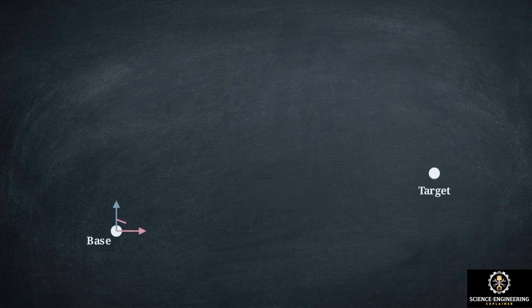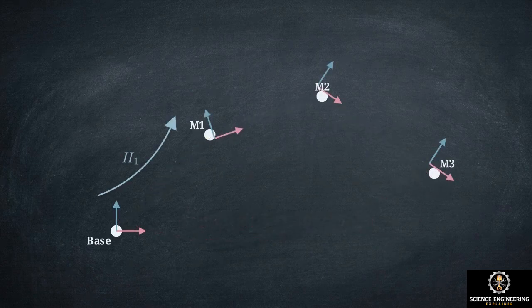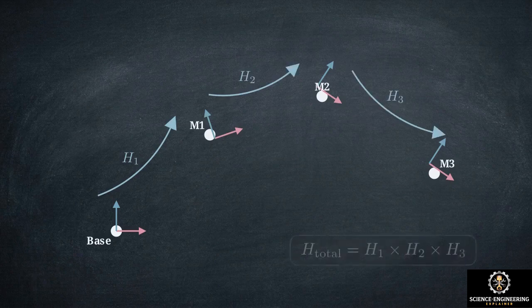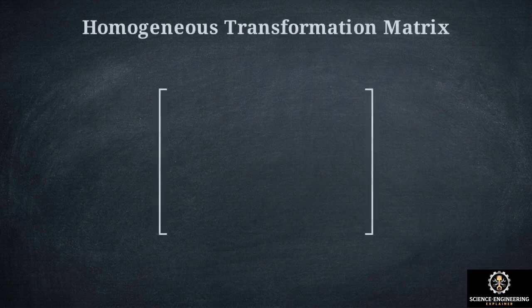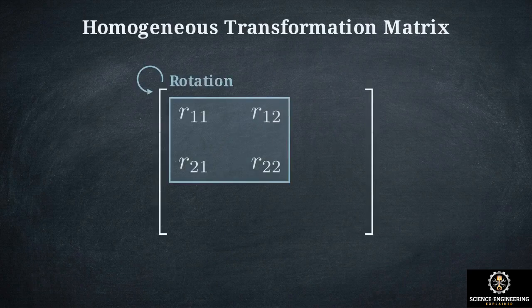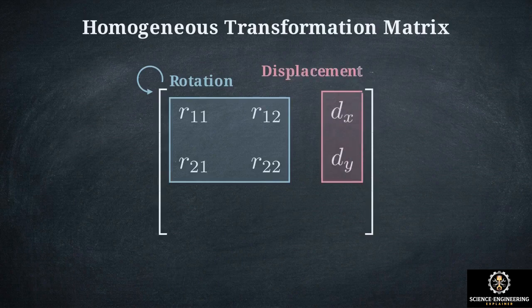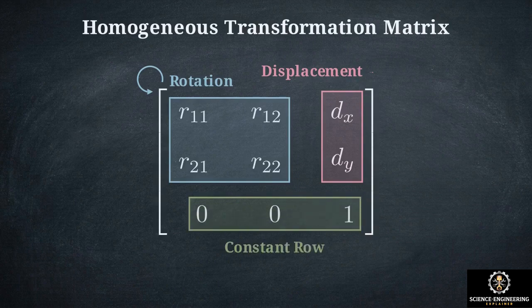We are breaking a highly complex global positioning problem into a series of simple, relative steps from one local frame to the next. The homogeneous matrix bridges our coordinate frames. The upper left 2x2 submatrix strictly tracks rotation. Beside it, this 2x1 vector handles physical linear displacement. Finally, the bottom row of zeros and a 1 forces a uniform 3x3 square.